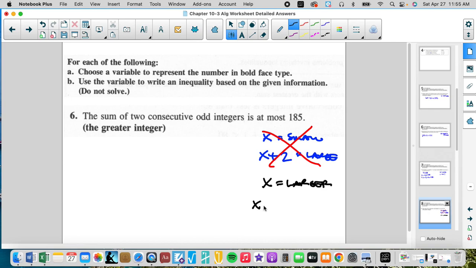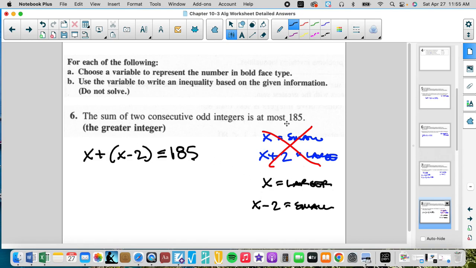then the smaller is going to be x minus 2 if we are looking at consecutive odd integers. So odd numbers are 2 away from each other. So if I had 7 and I wanted the one prior to it, I would subtract 2. So the sum of two consecutive odd integers, this being the larger, this being the smaller, is at most, so no more than 85. That's the proper way, where x is the greater integer.